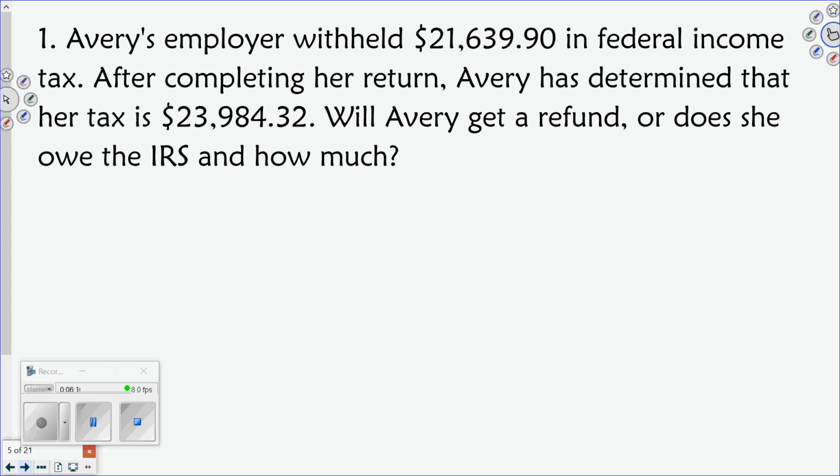All right, so $23,984.32 minus $21,639.90. All right, so just subtract them. So $2,344.42. Does she owe, was it, or does she get a refund? She owes. All right, her employer only withheld so much, not enough. I don't know about you guys, but I would not be happy at tax time to find out I owed $2,300 in taxes to the government. That's frightening.